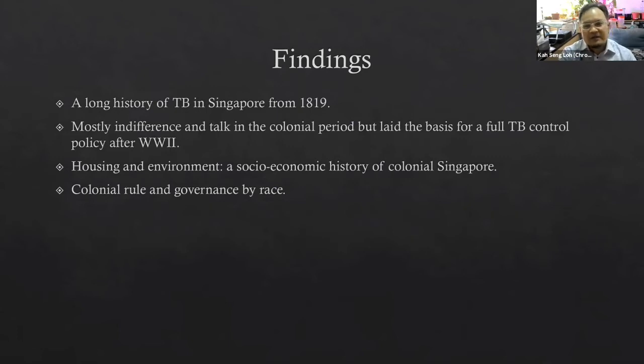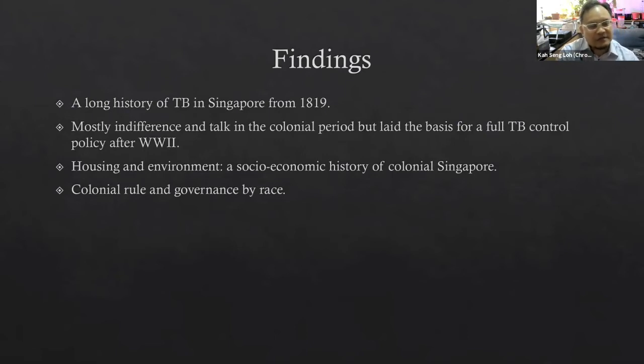Most of the early period was talk only. It's mainly not so much a policy. There was really no policy, and the British were very unwilling to implement a policy. But the talk itself is historically significant. And also in terms of causation, how TB became such a serious illness in colonial Singapore has very much to do with the economy and the economic factors that gave rise to the housing and the housing environment where people lived.